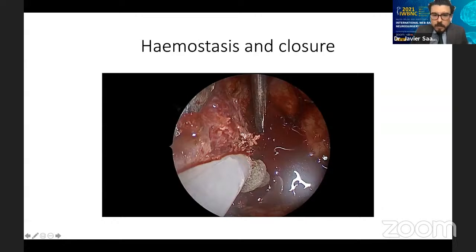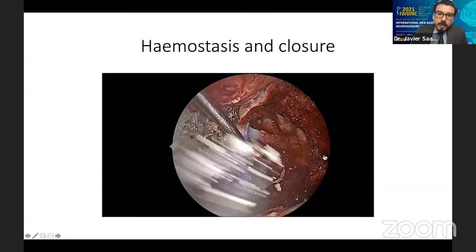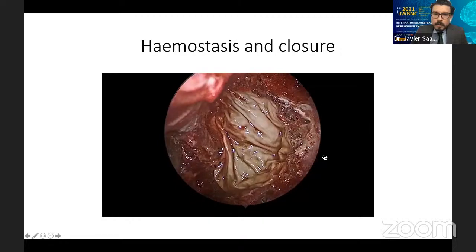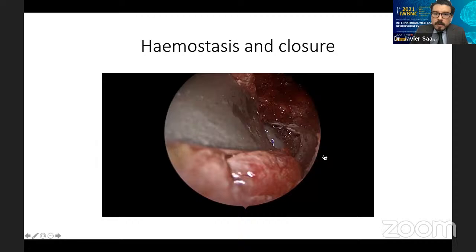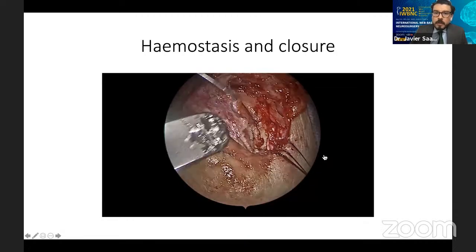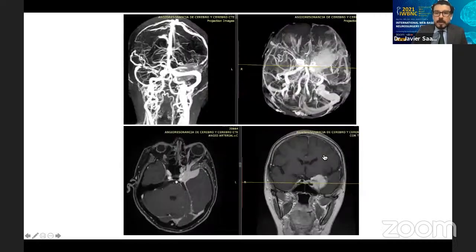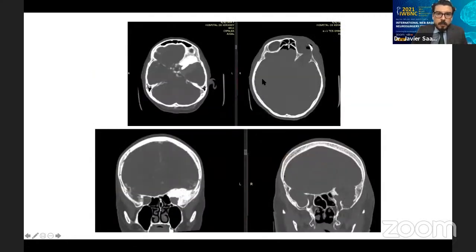And finally, we perform hemostasis with any product you like, Surgicel, Floseal. And you proceed with the closure. We use a patch, use glue, and we reposition the content of the periorbita. So this is the tumor we just saw. This is the pre-op and the post-op CT scan.